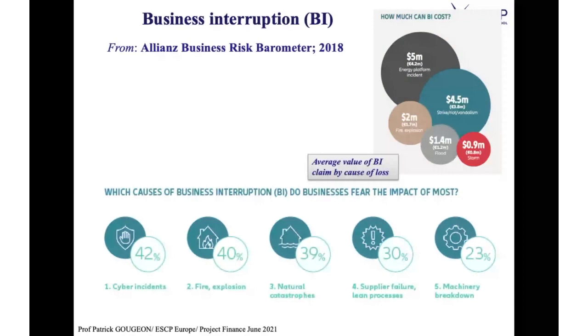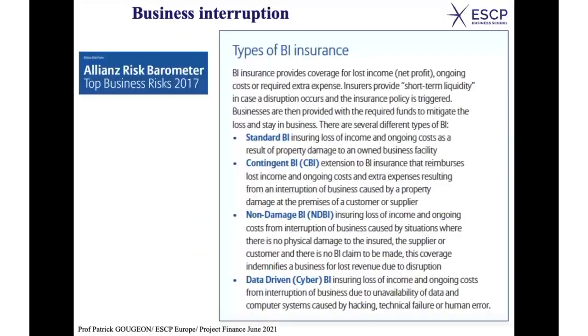Here I gave you a few indications about the type of insurance that exists for that. Okay, the standard BI, if you look at it, this is from Allianz, but believe me, most insurance companies would provide very similar insurance policies. So the standard BI would ensure loss of income and ongoing costs as a result of property damage to an own business facility. You need to have an insurance indeed for your property, and it's part of your cover. You have a loss of income.